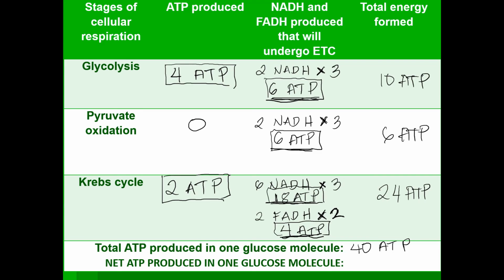But take note, class, that we are also after the net ATP produced in one glucose molecule, which is around 36 to 38 ATP molecules. Why is the net ATP lower than the total ATP? Because there are some stages in cellular respiration in which the cell needs to invest energy so that the process could happen. Okay, so the net ATP produced in one glucose molecule is around 36 to 38 ATP molecules.